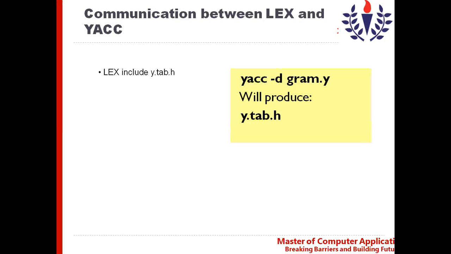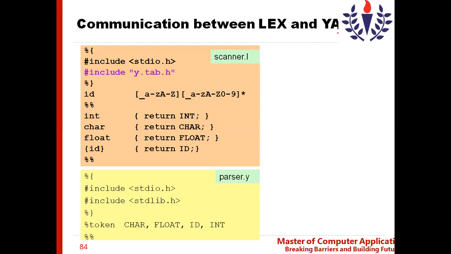So this is used to create the y.tab.h. When you call yacc with the -d option, it creates the y.tab.h. The yacc program will be created with the extension .y. When you call the yacc command with the option -d, it produces the file y.tab.h. In addition to the y.tab.h, one more file generated is y.tab.c. So this is one example we have of the communication between the lex and yacc.